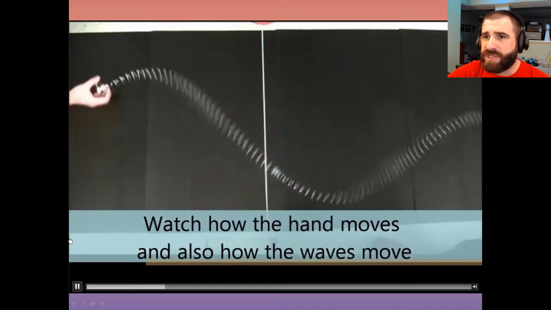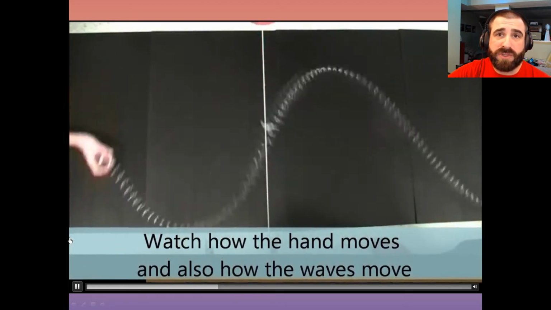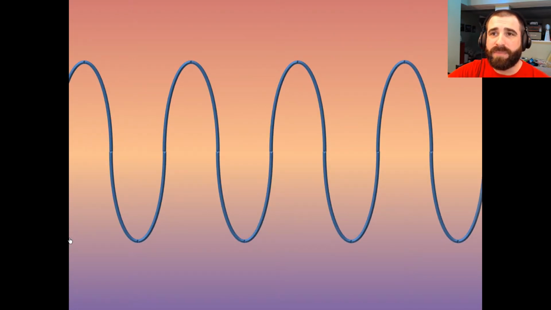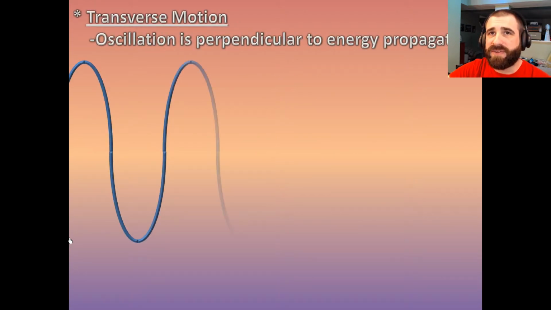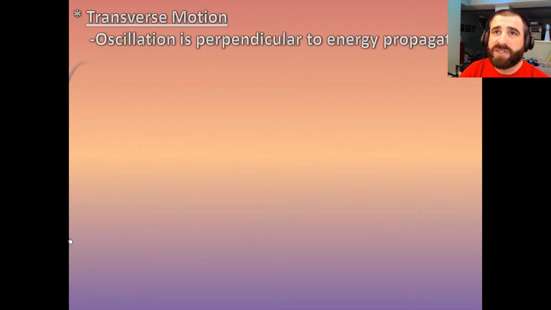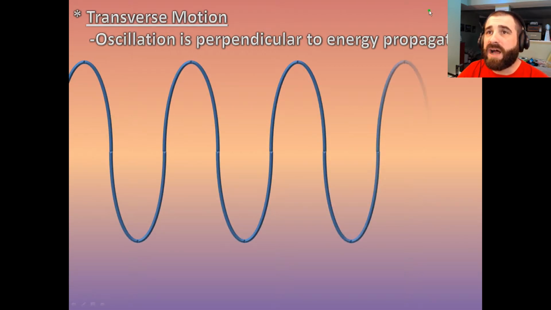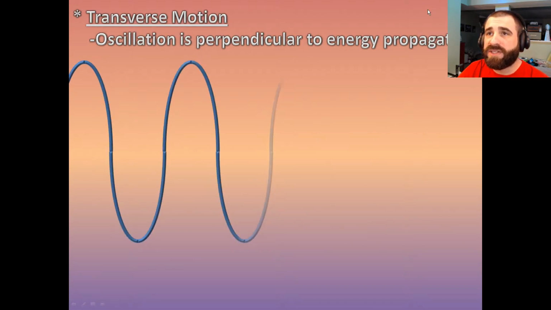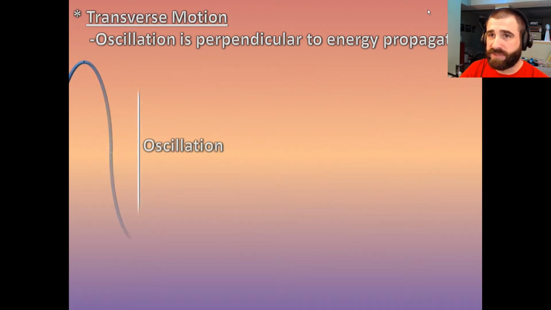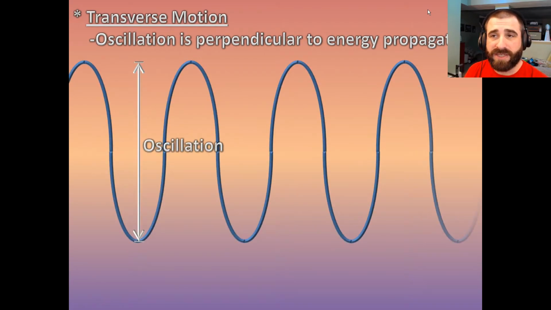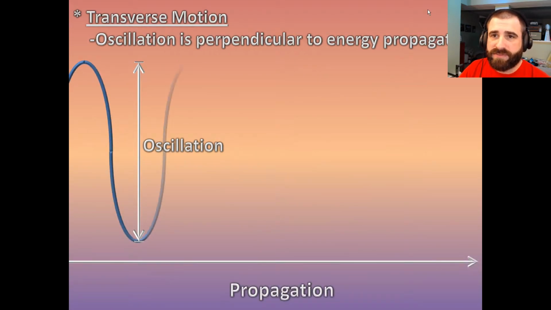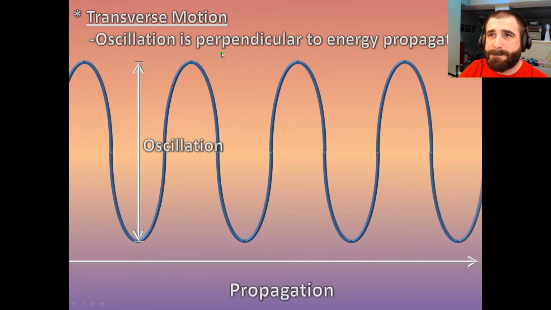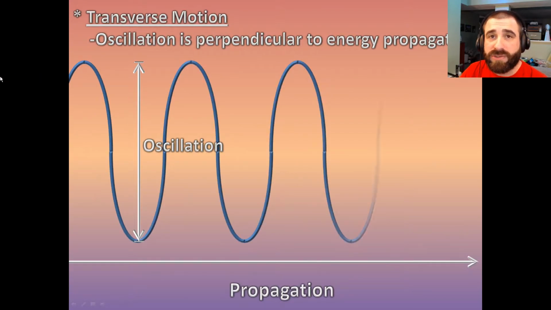So let's get down into the different parts of transverse motion. As things travel transversely, we can label parts of the wave. But if you want an official textbook definition, transverse motion means that the oscillation is perpendicular to the energy propagation. So the oscillation is up and down like this, while the energy is being propagated from left to right. Those two directions are perpendicular. And that's what makes it transverse.